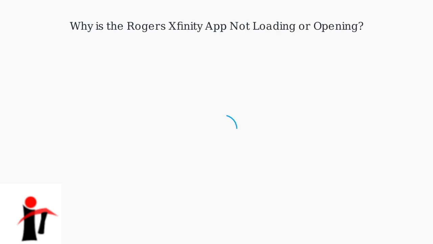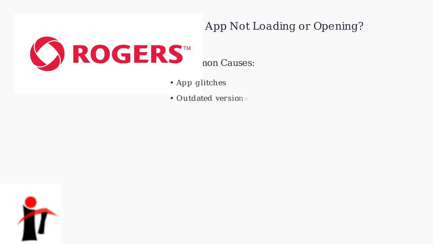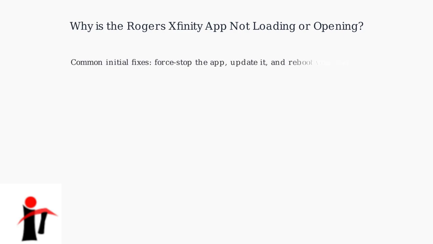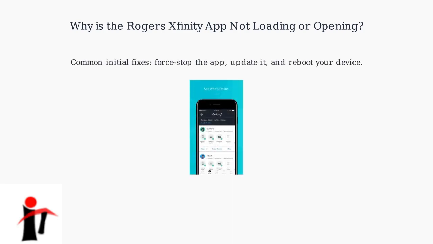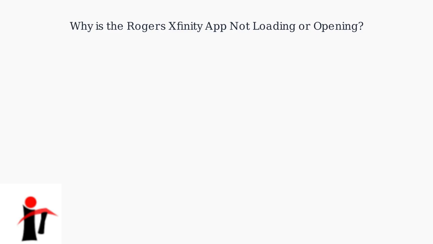The Rogers Xfinity app may fail to load or open due to several common issues. Common causes include app glitches, outdated versions, device conflicts, and connectivity problems. A common initial fix involves force stopping the app, ensuring it's updated, and rebooting your device.